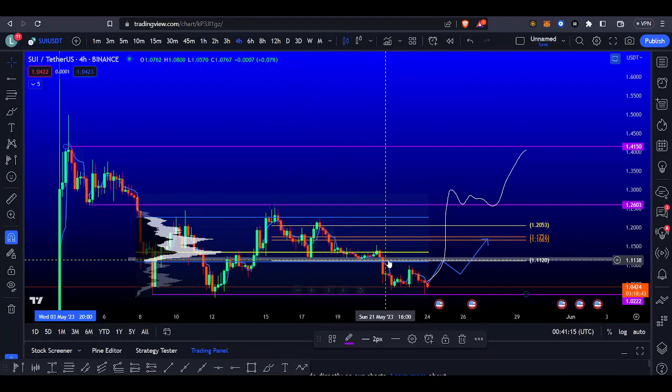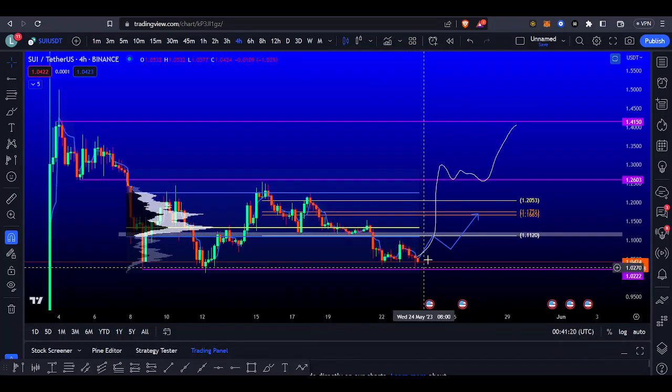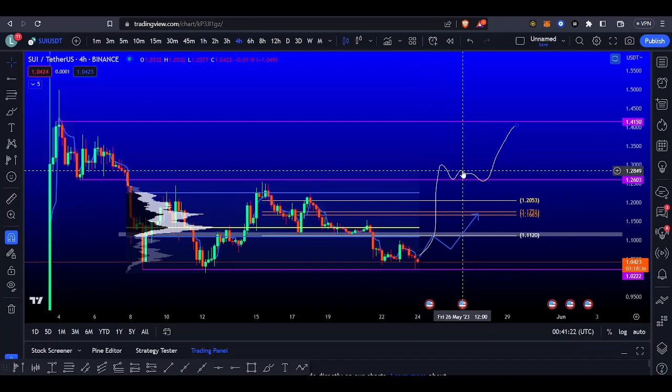I do think it's at a great point to long. It is a 3% risk here on your end if you do decide to enter the trade.